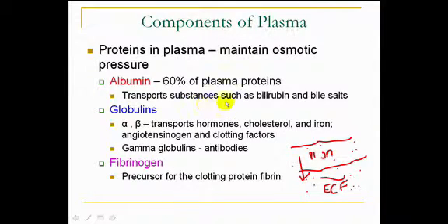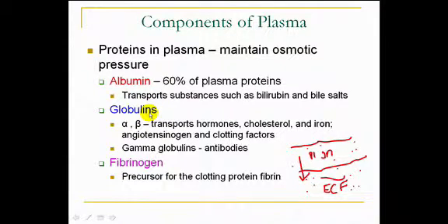So albumin can act as a carrier for such things as bilirubin, which is a byproduct of red blood cell destruction, which we'll talk about, and things like bile salts, which get reabsorbed in the intestines and need to be carried back to the liver. We'll learn more about this when we do digestion. Albumin also can carry some hormones, such as your thyroid hormones.